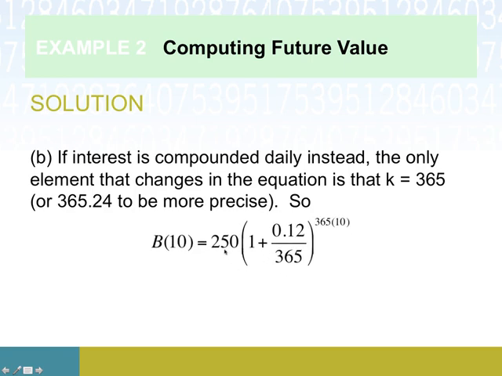So this equation ought to look exactly like in part A. The lump sum is the same, the interest rate the same, the term of the investment is the same.